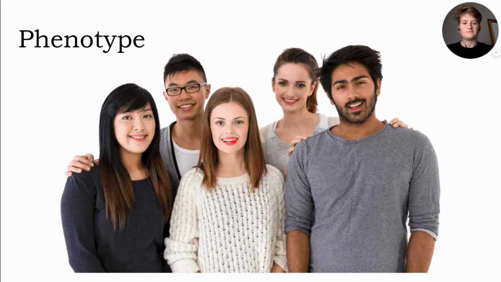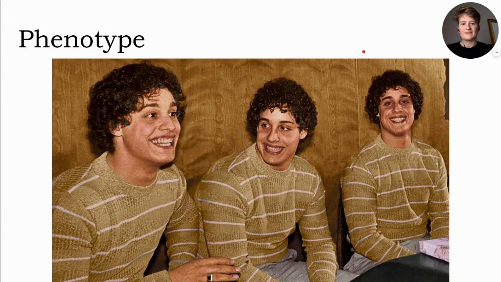First of all, a reminder, phenotype is how our genes are expressed. So it's what we look like. If we have the genes for dark hair, then your phenotype is your dark hair. These three people have almost the exact same phenotype because they all look the same.